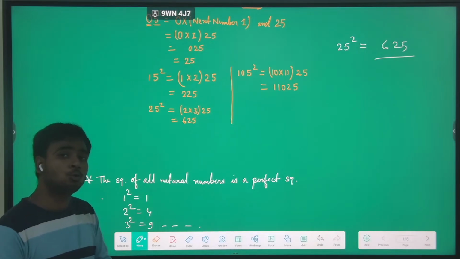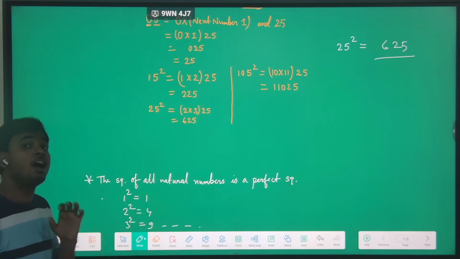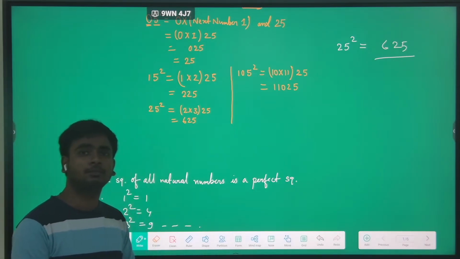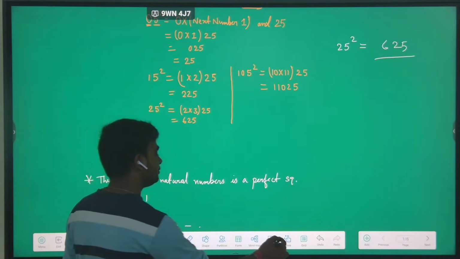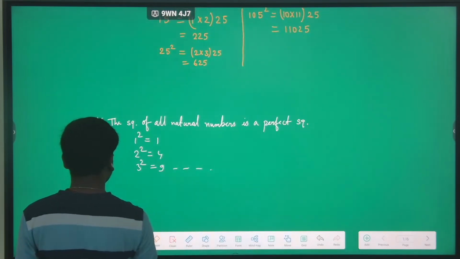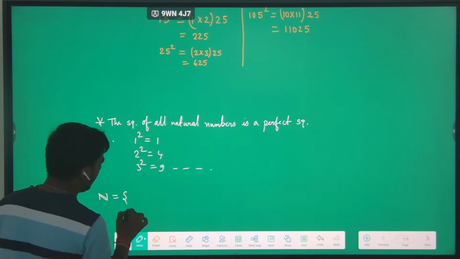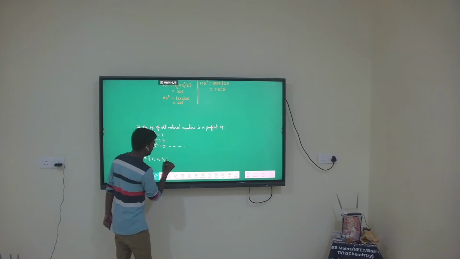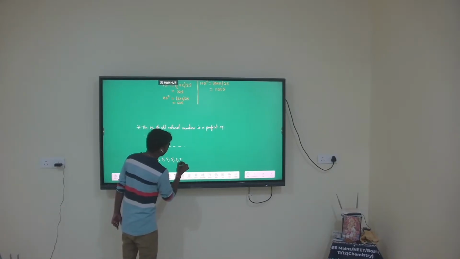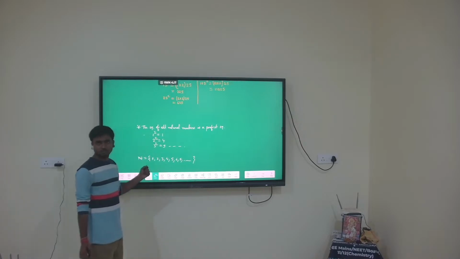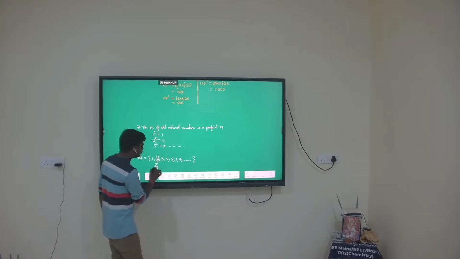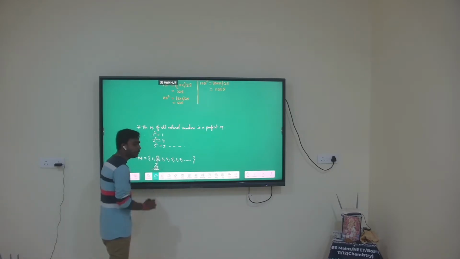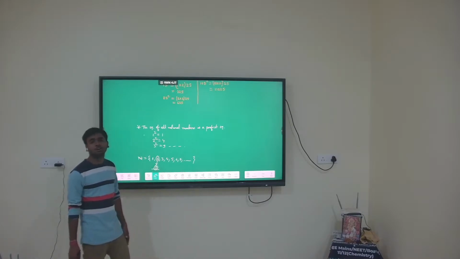But if we talk about only natural numbers, not the squares of natural numbers, are all natural numbers perfect squares or square numbers? The answer will be no. Why? In the set of natural numbers, the members are 1, 2, 3, 4, 5, 6, 7, and so on. Let us take 2. Is 2 a perfect square? We will say no, 2 is not a perfect square.